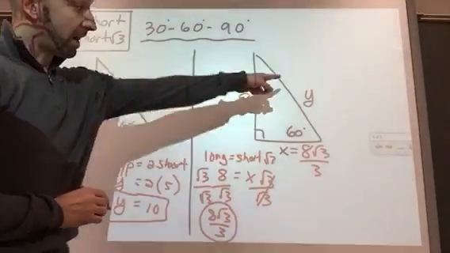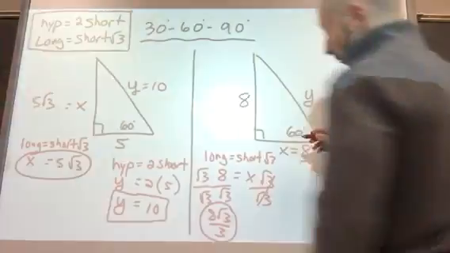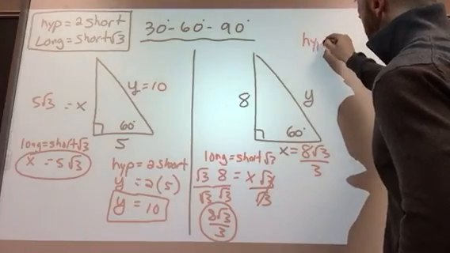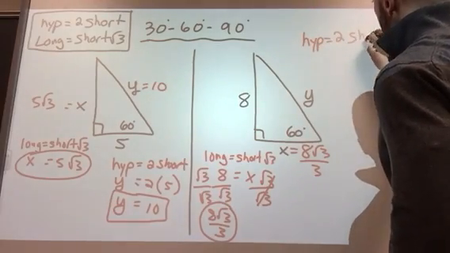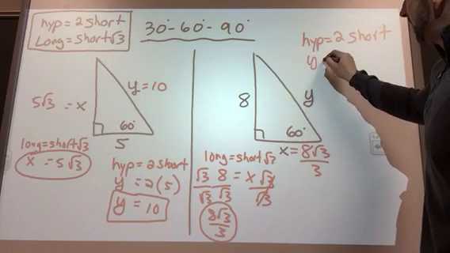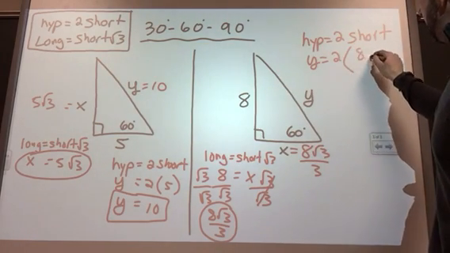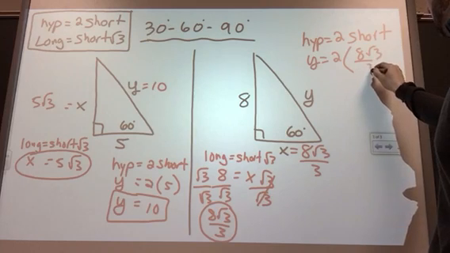Now let's find my hypotenuse. Once again, I'm going to fall back on my formula. My formula is hypotenuse equals 2 times short. I'm going to fill it in. y is my hypotenuse. Bring the 2 down. My short is now 8√3 over 3.